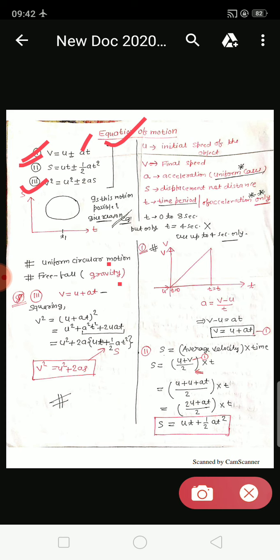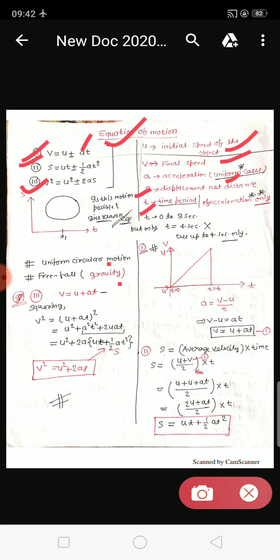But the thing is what you need to know about these equations. First I will tell you the meaning of these symbols. First, u is the initial speed of the object, v is the final speed of the object, a is the acceleration of the object, s is displacement, not distance, remember, and t is the time period. So you should know the meanings of u, v, a, s and t.